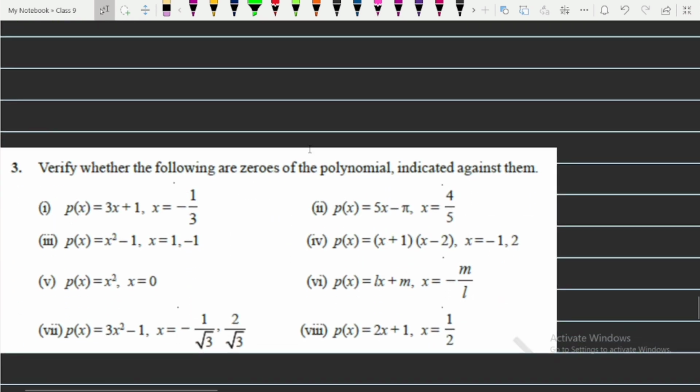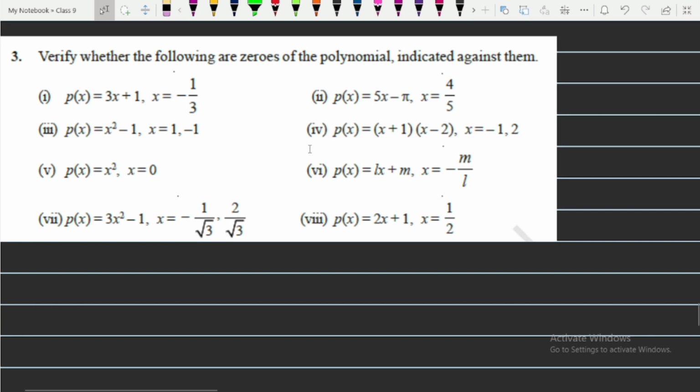Next, they are asking you to verify whether the following are zeros of the polynomial indicated against them. Here some polynomials are given, and in front of them the x value is also given. You put the given value in place of x in the polynomial. If the value of the polynomial comes 0, then you can say it is a zero of the polynomial, otherwise it is not a zero of the polynomial.